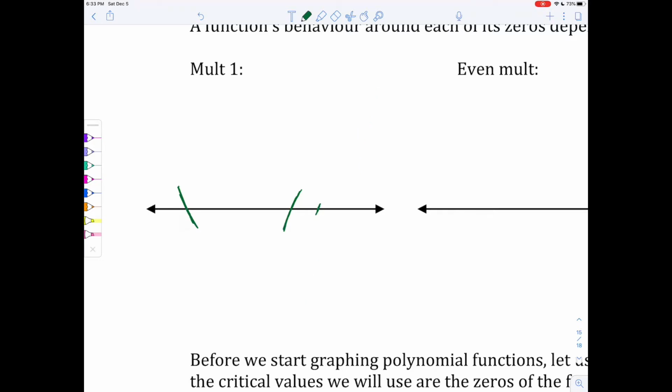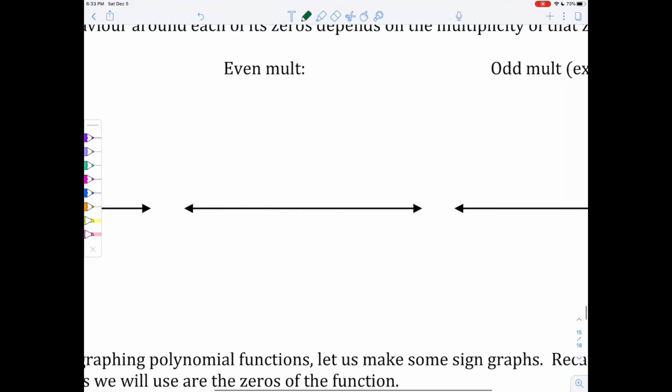If we have a multiplicity that's even, so multiplicity of 2 or 4, 6, 8, then we're going to see a little bit of a bounce back. It's going to curve in to that x-axis, and then curve back out. Maybe it'll do it up like that, or maybe it'll do it in negative land. So it reaches the axis and then backs away from it.